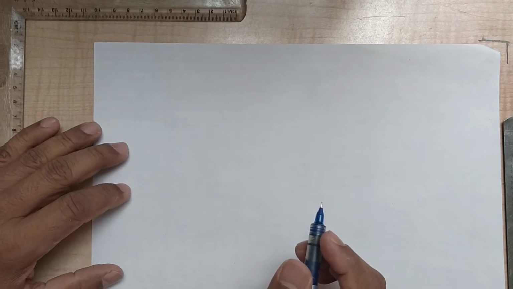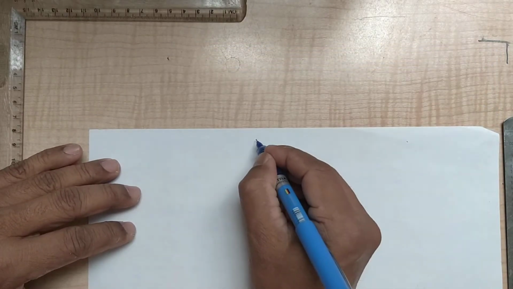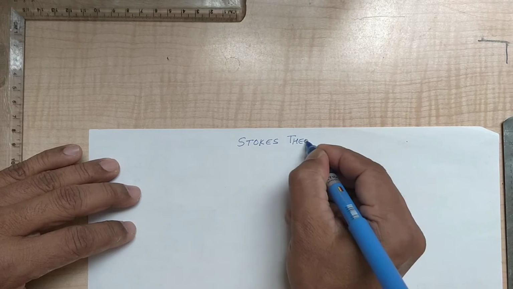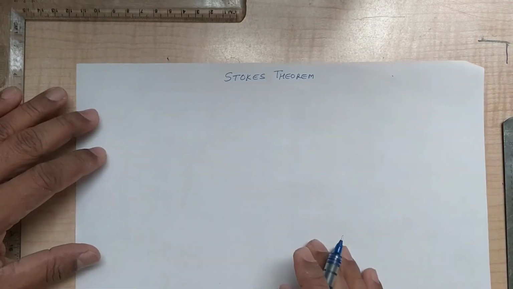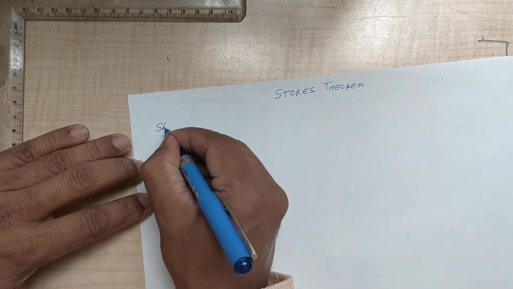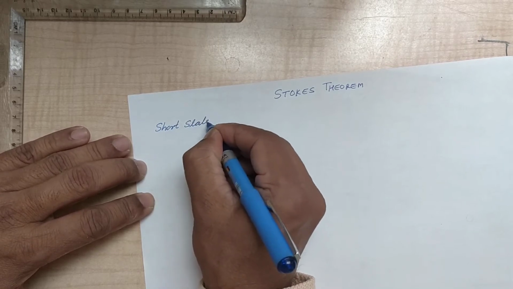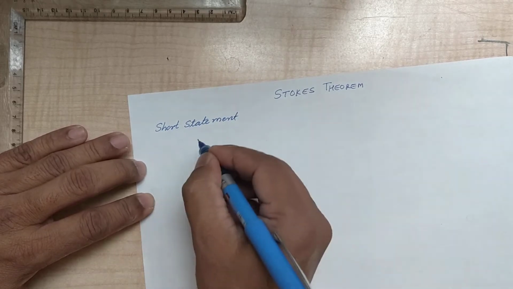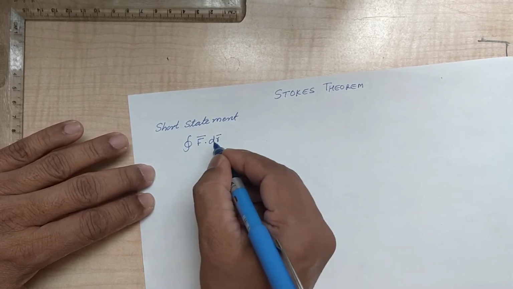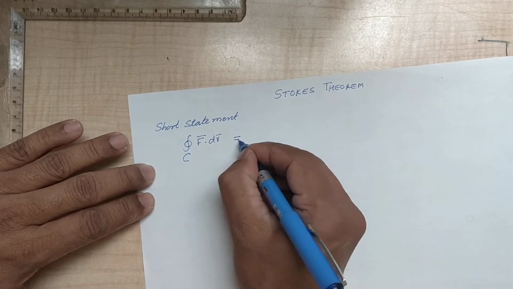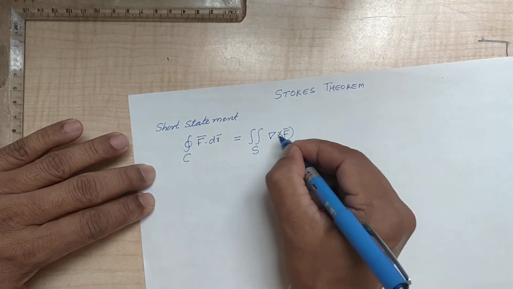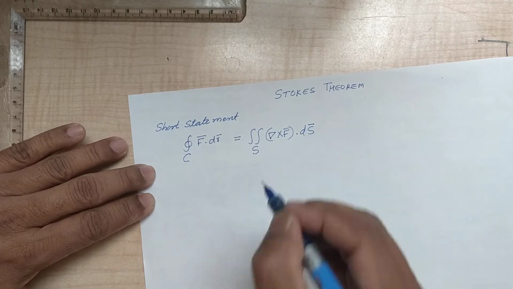In this video, we discuss Stokes theorem. So, a short statement of Stokes theorem is: the integral of F bar dot dr bar over a curve C is the integral of the curl over a certain surface S.